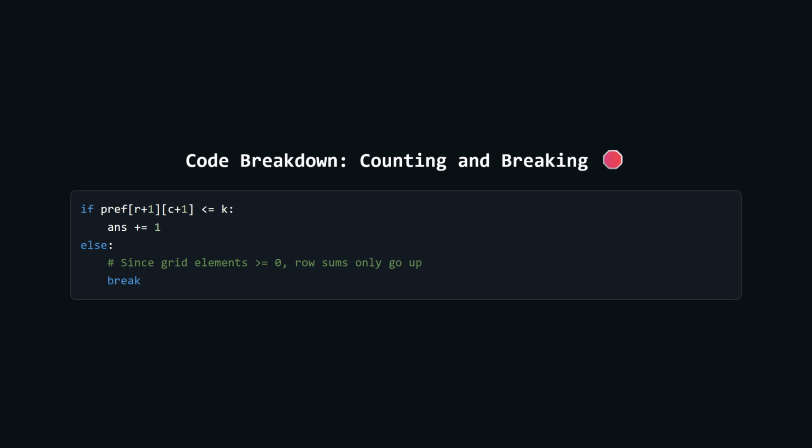Because the numbers in our grid are all 0 or higher, as we move to the right, the rectangles only get bigger and the sums only go up. So, if we ever exceed k, we can give up on the rest of that row immediately.